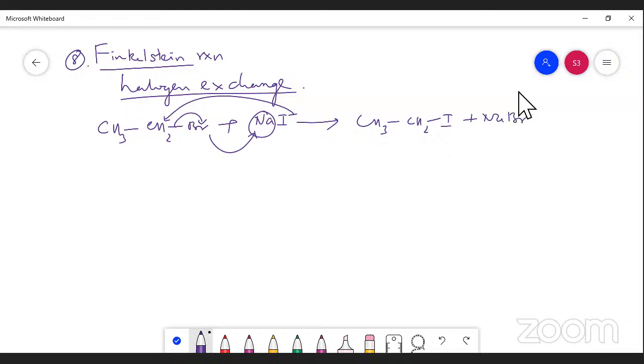This is ethyl iodide. This is ethyl bromide.